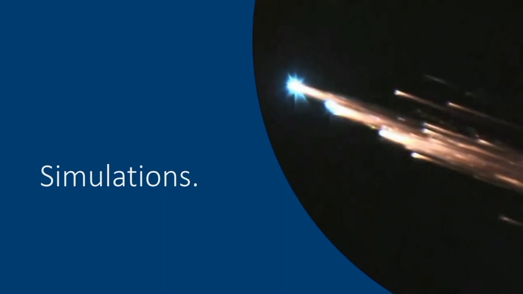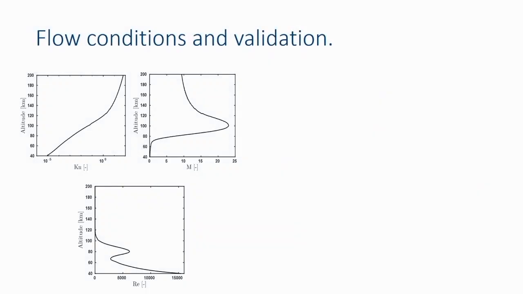I did CFD simulations. I'm not going to talk about the solver. It's an implicit solver. Ask me about it later. But here, I want to talk a little bit about how I chose the conditions we simulated. So here, I've plotted 3 things. Knudsen number with altitude, Mach number with altitude, and Reynolds number with altitude for a typical re-entry flow.